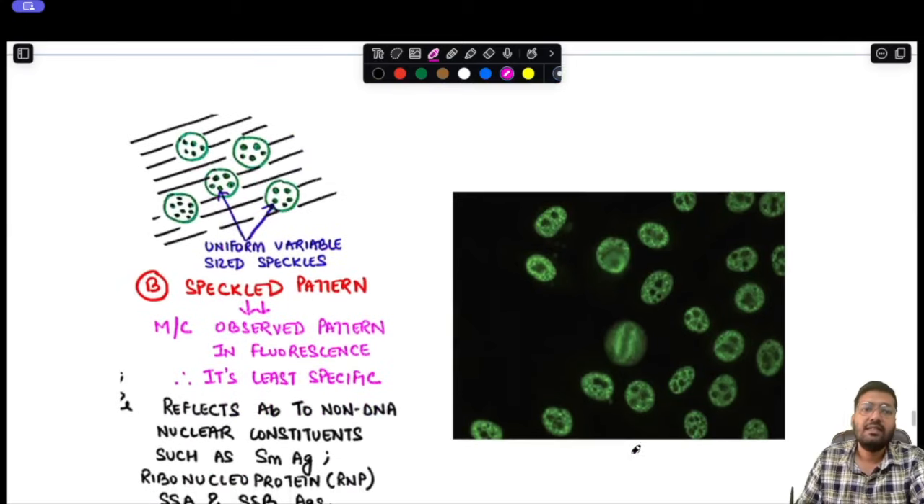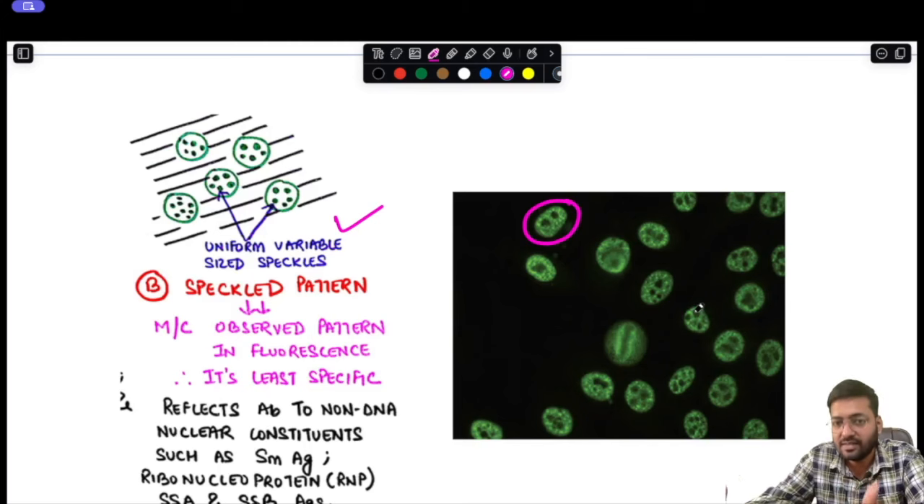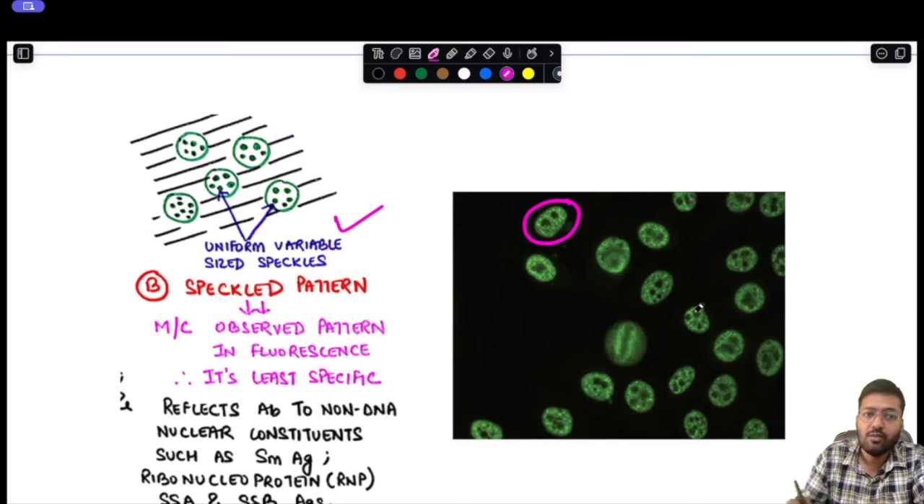Second pattern is your speckled pattern, wherein you see uniform variable sized speckles. So the entire nucleus is not stained. There are certain areas which are dark, which are black, which are not stained. So they are standing out as speckles. So it is called a speckled pattern. So it is the most commonly observed pattern in fluorescence or in SLE, therefore it is least specific for SLE.